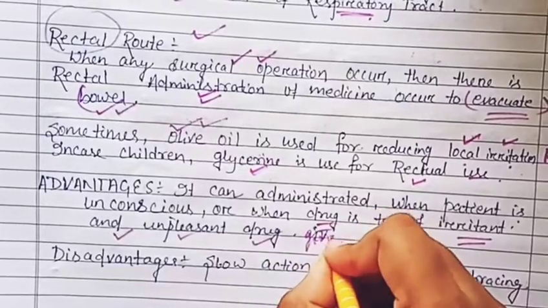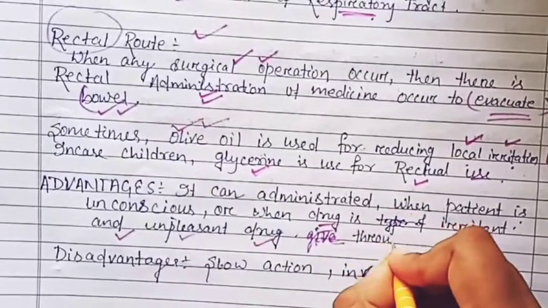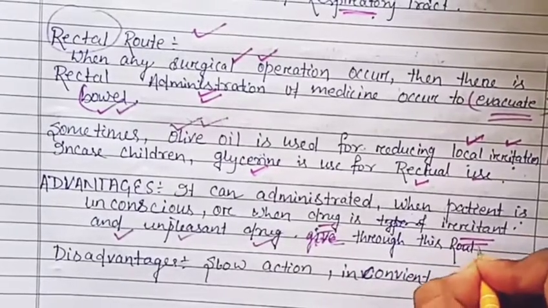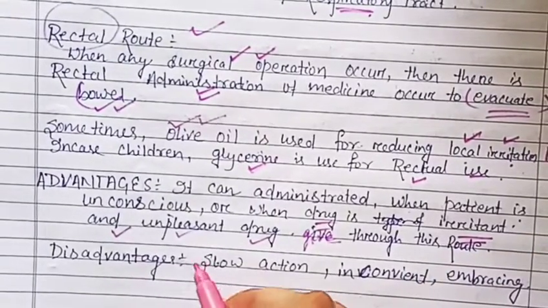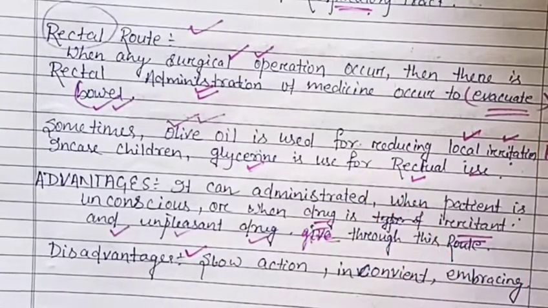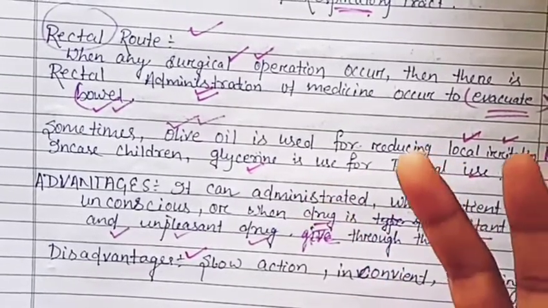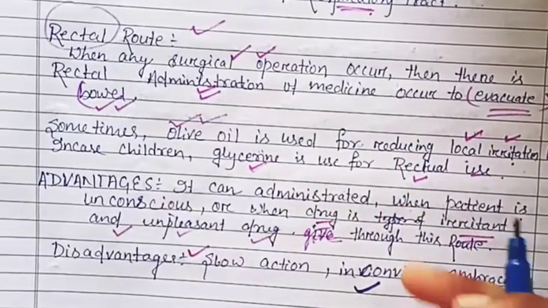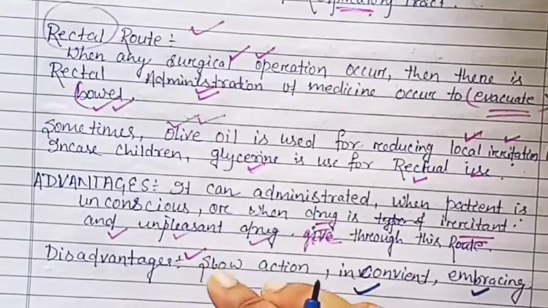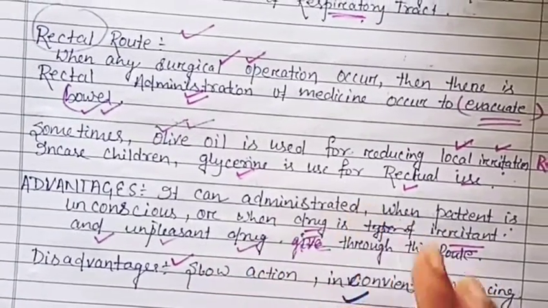Those are the advantages, whereas the disadvantage is that it acts slowly. It is slow acting and inconvenient, meaning it is not applicable to all types of medicine, and it is embarrassing in nature. That's why the rectal route is not so popular.